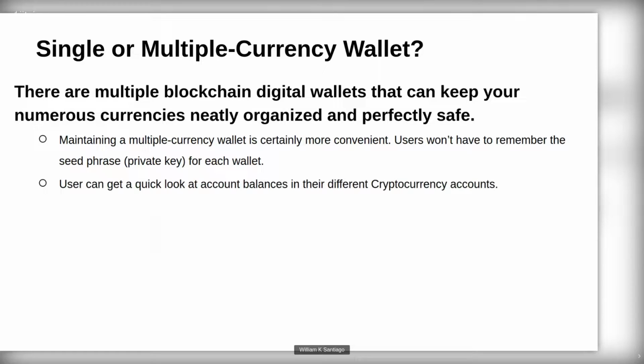You can get a quick look at our account balances in different cryptocurrencies. When you open the wallet, because you provide the fingerprint or the PIN, it allows you to go into all those multiple blockchains and give you a balance of all of these different coins that you have in that wallet, because it has access to the private keys of all those blockchains.